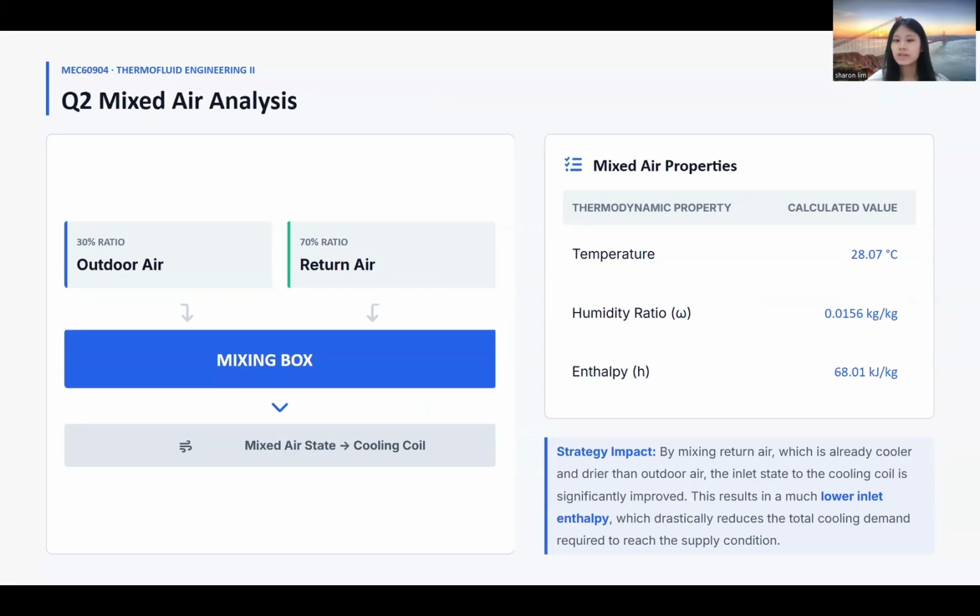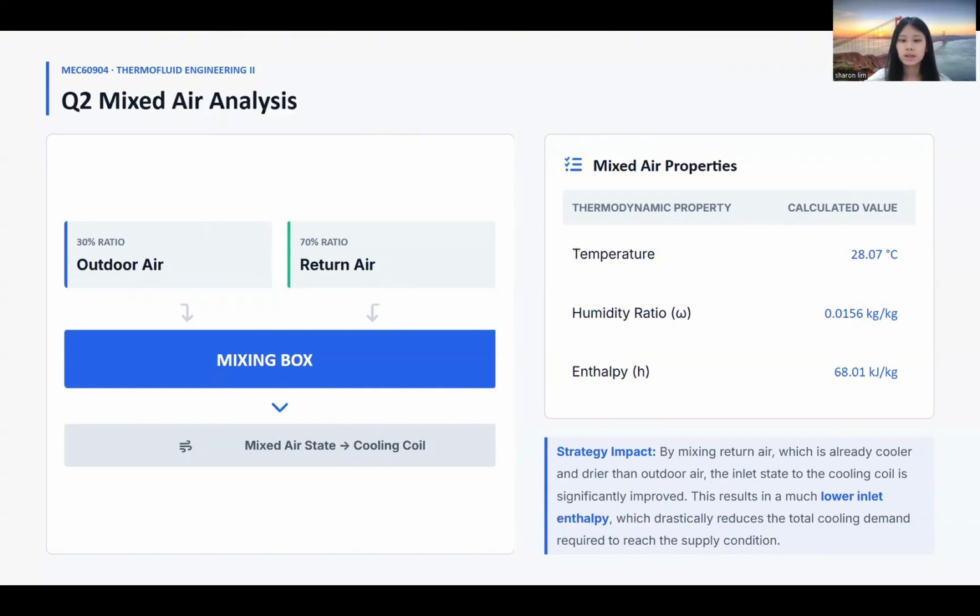To improve energy efficiency, a mixed air strategy is analyzed. Instead of using only outdoor air, the system mixes 30% outdoor air with 70% conditioned return air. Because the return air is already cooler and drier, the mixed air entering the cooling coil has much better thermodynamic properties, and the mixed air temperature becomes 28.07 degrees Celsius. The humidity ratio decreases to 0.0156 kilograms per kilogram. The enthalpy also decreases significantly to 68.01 kilojoules per kilogram.